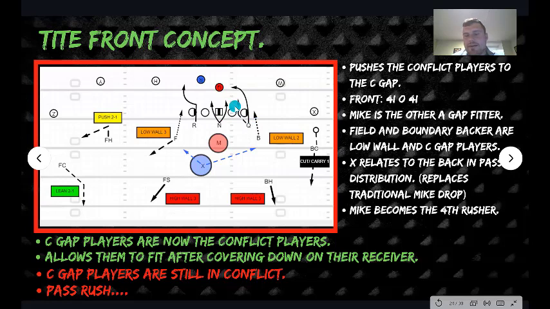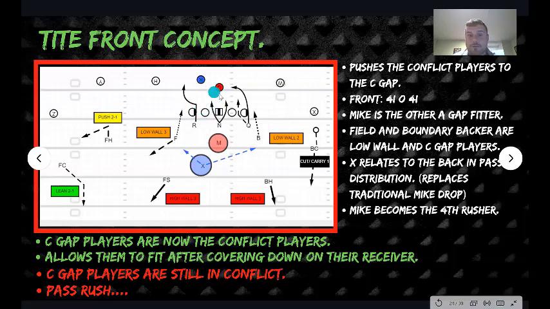Okay, so he's still going to be B gap responsible against the run, and the boundary backer is going to be C gap responsible against the run. The X is an extra fitter if it's one back. So the X is going to be able to play the running back. So if you're playing a team that's got a really good tailback and you think you might need 1.5 guys to tackle him, this is a great way to do it. Again, you're going to force the ball off the table. So you're not going to be able to get downhill with your zone read stuff.